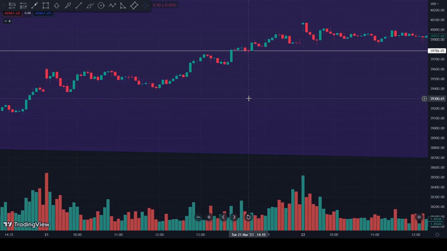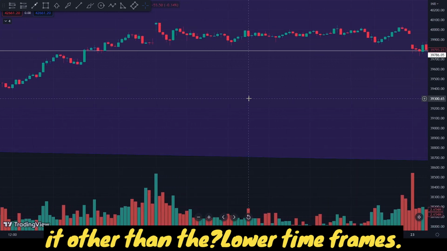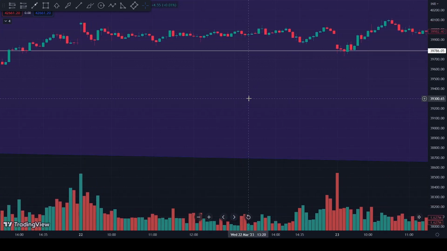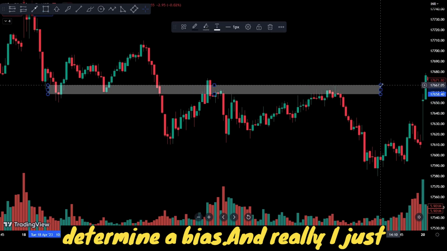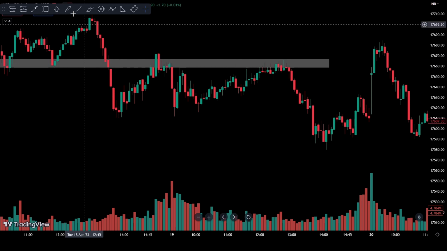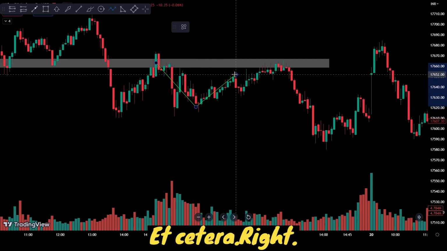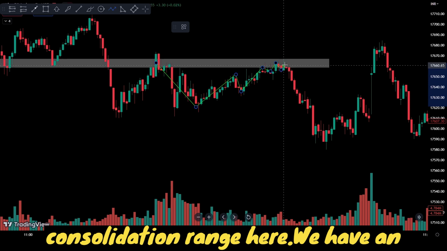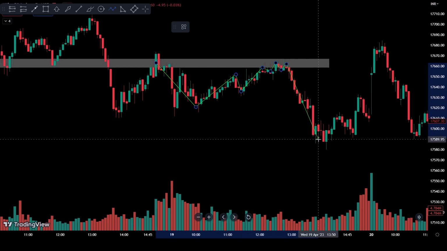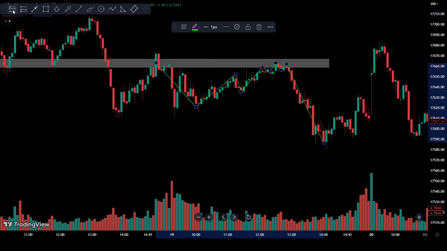Now you might be wondering, how can this give me bias, or how can I use it other than the lower time frames? And the way I use it is I'll use the 4-hour or 1-hour charts to determine a bias. And really I just focus on displacement, lack of displacement, VPR, etc. Right. So if you notice, we have a consolidation range here. We have an aggressive move down and aggressive move back up. Those are probably the most important.